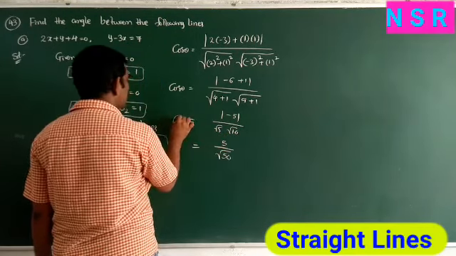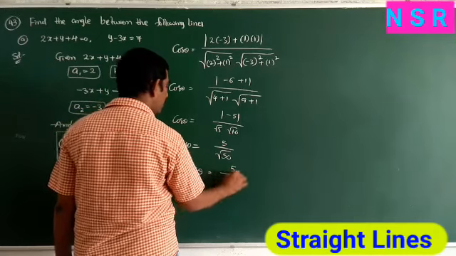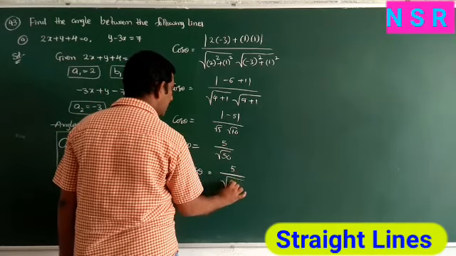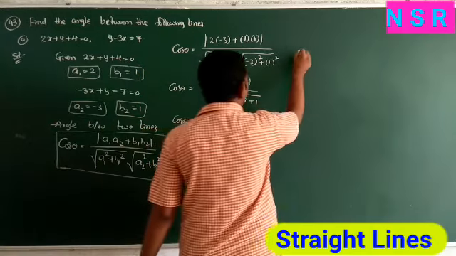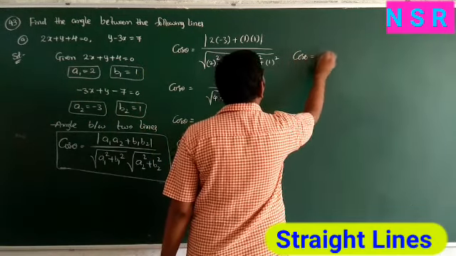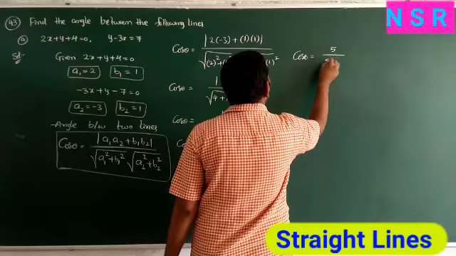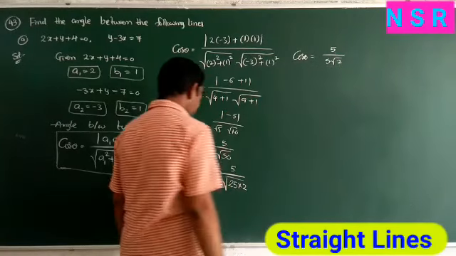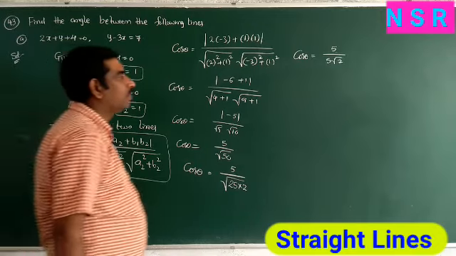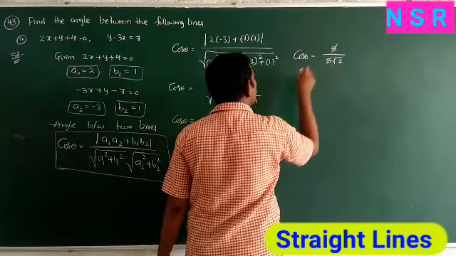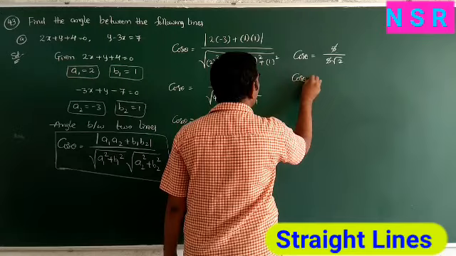Now cos theta is equal to 5 by root 50. 50 we can write as 25 into 2. Now the square root of 25 is 5. So cos theta is equal to 5 by 5 root 2. Root 25 value is 5. Now the 5 gets cancelled, cos theta is equal to 1 by root 2.